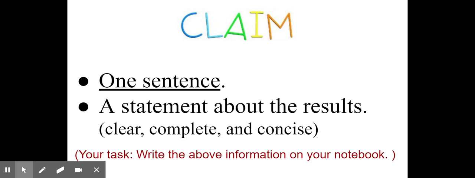Okay, what is a claim? A claim is one sentence, a complete sentence to explain the results. So it's a statement about the results. It needs to be very clear, complete, and concise. Like the video we watched today, the question is: is she a witch? So your claim is: she is a witch. So directly answer the question. That's called a claim. Okay, please write this down in your notebook.